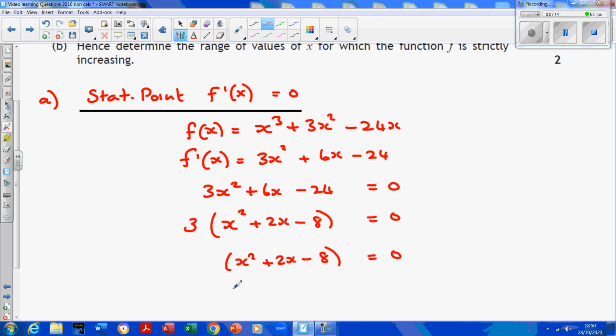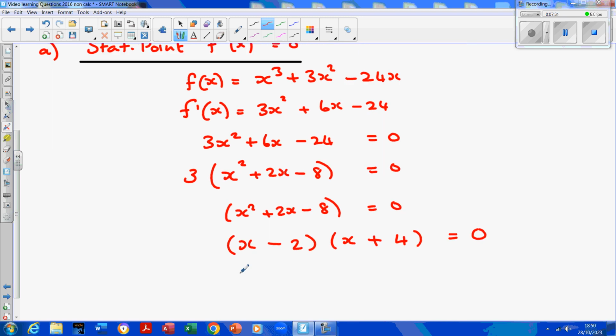So we want to factorise that. I'm looking for two numbers that multiply to give me negative 8, and the combination of them gives me a 2. So that is going to be 4 and 2. I want a plus 2, so the positive is going to go with the biggest number, and minus with the other. So either x minus 2 equals 0, giving me an x value equal to 2, or x plus 4 equals 0, giving me an x value of negative 4. Now, they only asked for the x coordinates of the stationary points. That's us, we've done that bit.